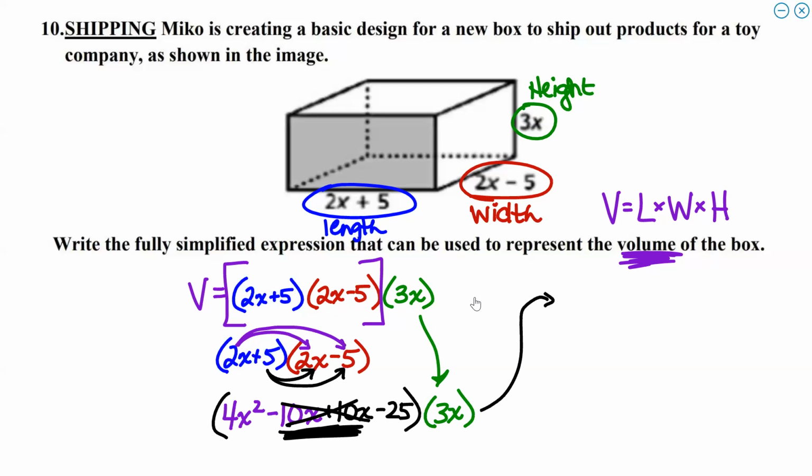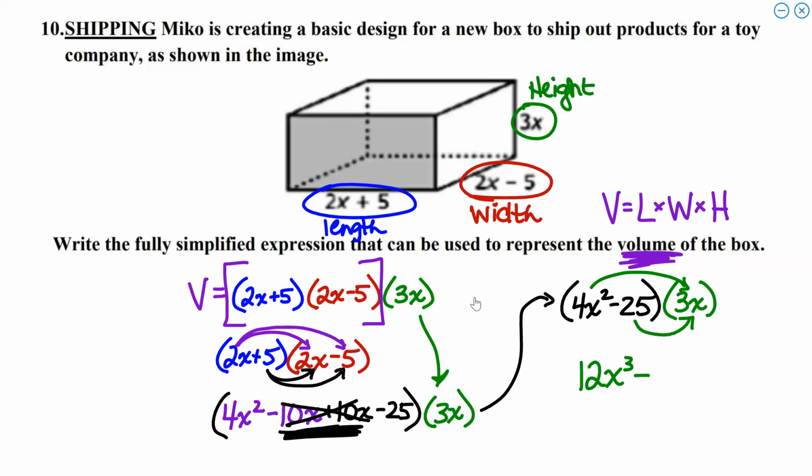So I'm actually going to bring my work around over here. So I have 4x squared minus 25 times 3x. What do I do from here? Distribute that 3x. So 4x squared times 3x would give me what? 12x cubed, because I have x squared times x. Anything else to distribute? Negative 25. So minus what? 75x. Here's my volume.